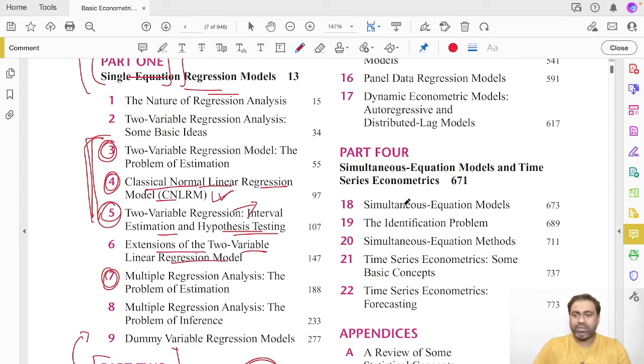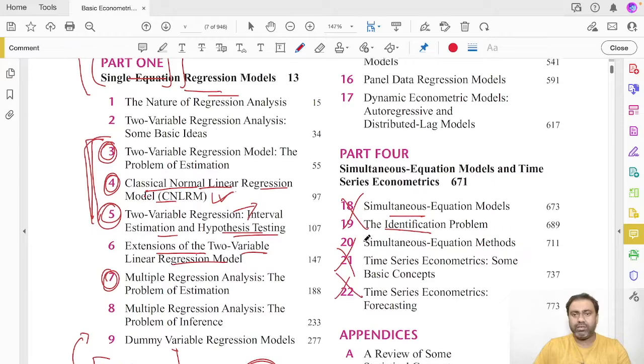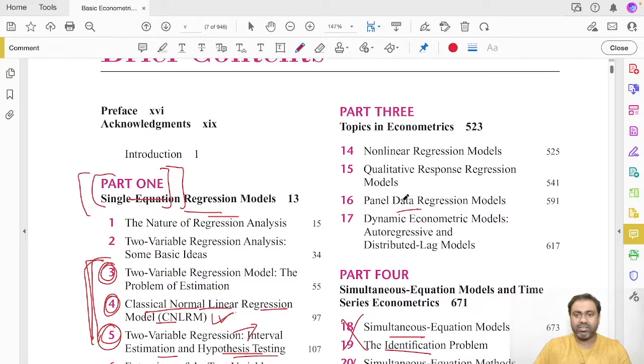Next, simultaneous equation models and the identification problem, these are a bit tricky. It's better if you leave all these things: panel data regression, non-linear regression models. Sometimes they might ask one question on non-linear regression, but for the purpose of the JNU entrance examination or even DSE, you might leave part three.